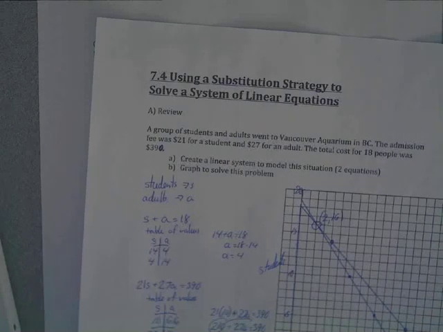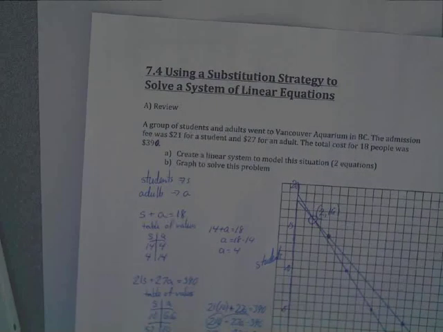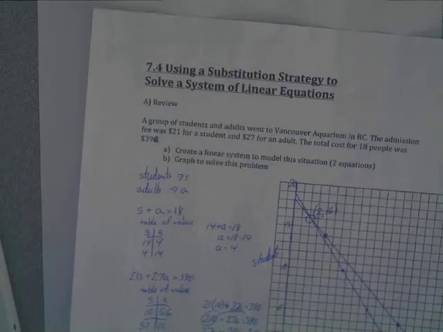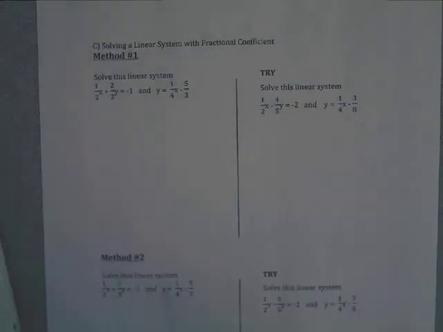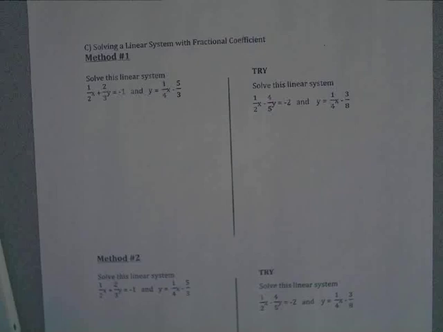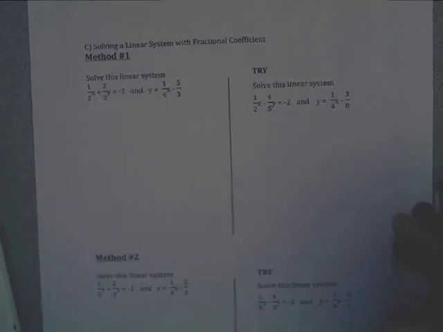Once again, we're looking at 7.4, using the substitution strategy to solve a system of linear equations, and this is part 2. So this one's a little harder. I'm going to show you two different methods. Here we have fractional coefficients. The first way I'm going to show you is how to solve it with fractions, and then you can decide which way you want to do, method 1 or 2.